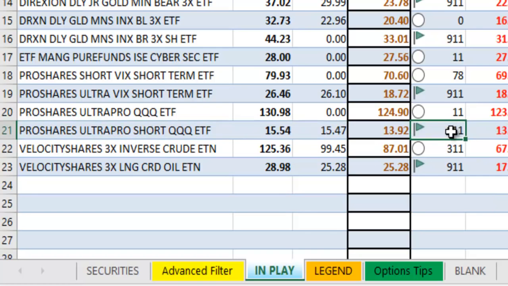Today, the SQQ has a 911 alert in there, letting you know that there is a strong likelihood of a breakout rally. But what did the market do today? Well, it hit $13.91.5. It did not hit the $13.92, so it kept you out of that trade. What did the market do after it hit that? Well, it pulled back.